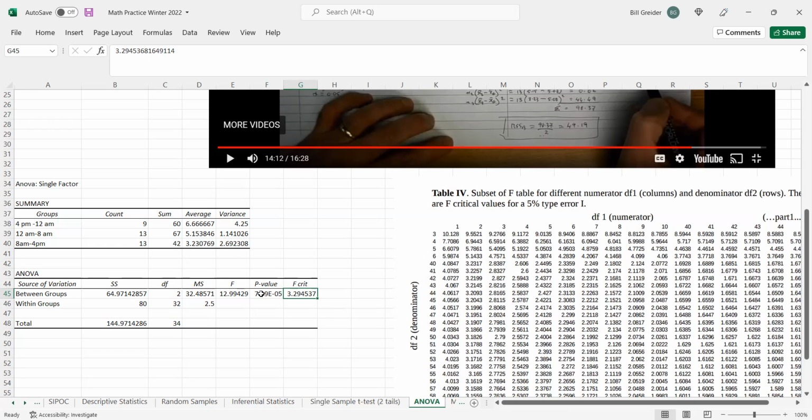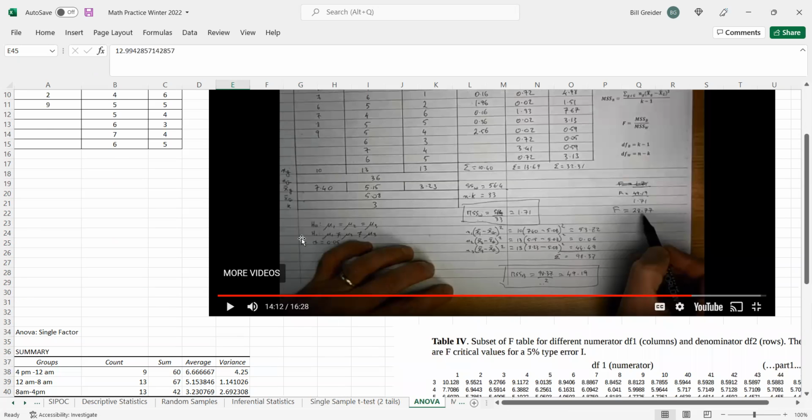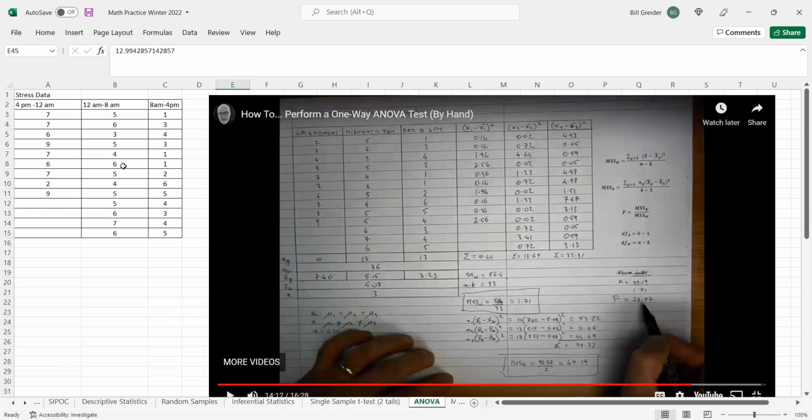When do we reject the null hypothesis? In this case, we would reject the null hypothesis because the F is way in the rejection region. So by rejecting the null hypothesis, we know that the stress levels for these 3 shifts are not the same, and they differ. It doesn't tell us how they differ, but we know that there's different stress on different shifts.